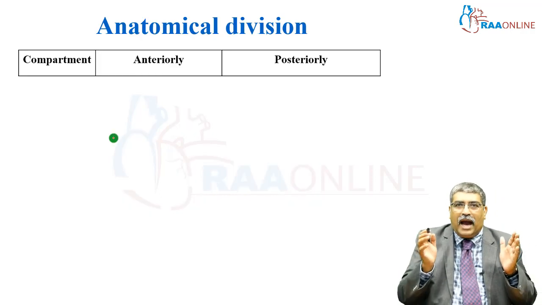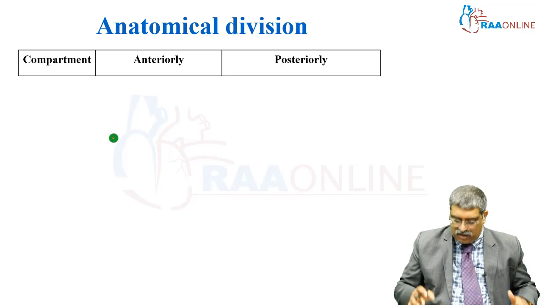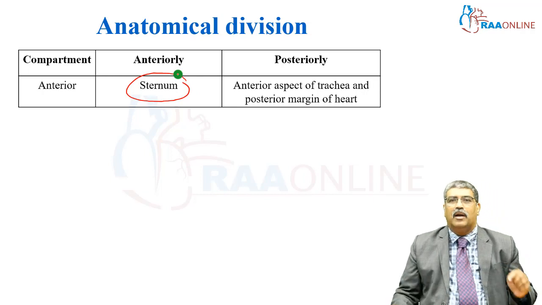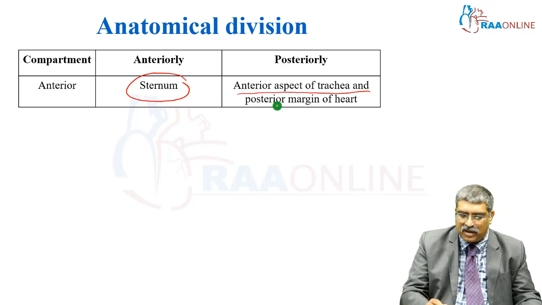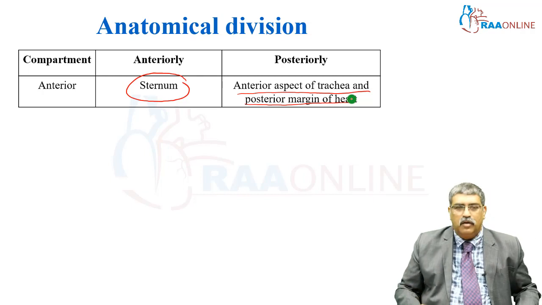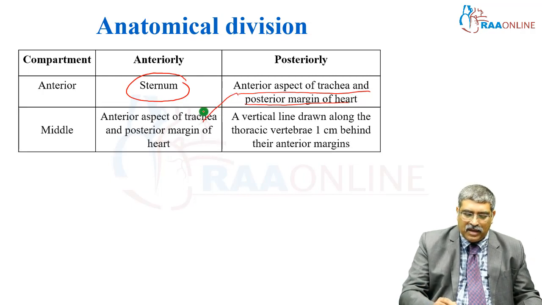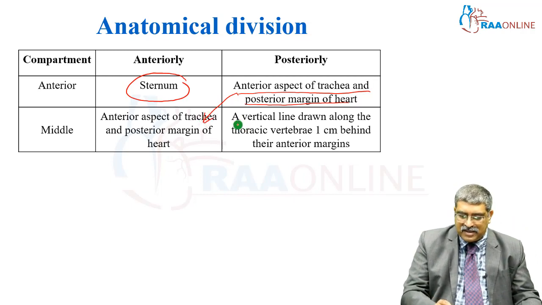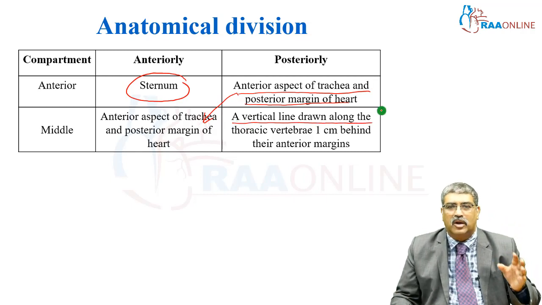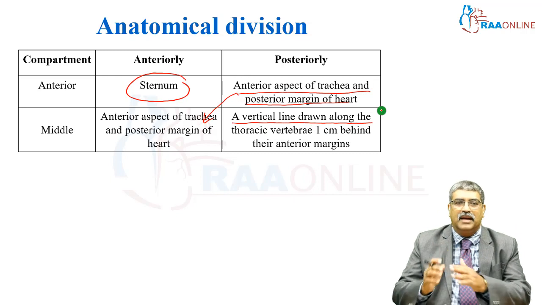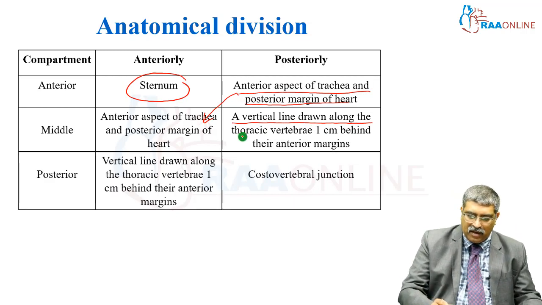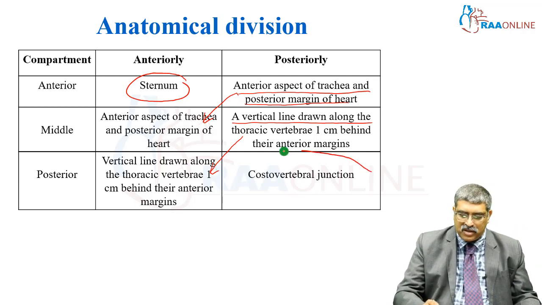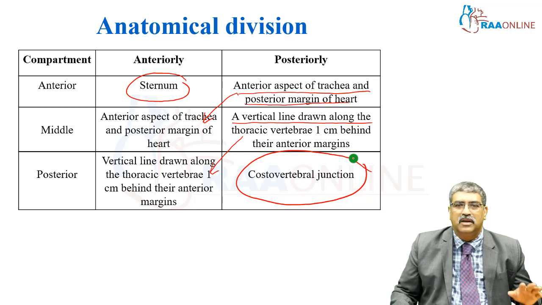So, what are the anatomical borders of these three divisions? Anteriorly, for the anterior mediastinum, it is the sternum, and posteriorly, it is the anterior aspect of the trachea and posterior margin of the heart. For the middle mediastinum, what is posterior for the anterior will become anterior for the middle mediastinum, and the posterior part, as I said earlier, is a vertical line drawn along the thoracic vertebra 1 centimeter behind the anterior margin. And posterior again: what is posterior for the middle mediastinum becomes anterior for the posterior mediastinum, and posteriorly it is the costovertebral junction.